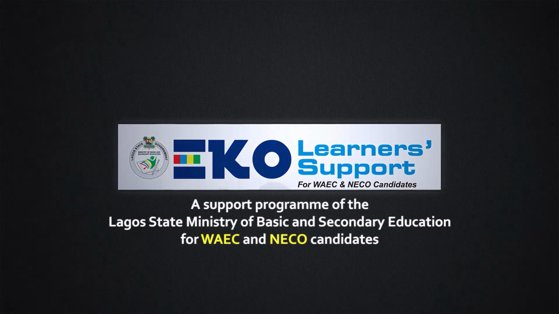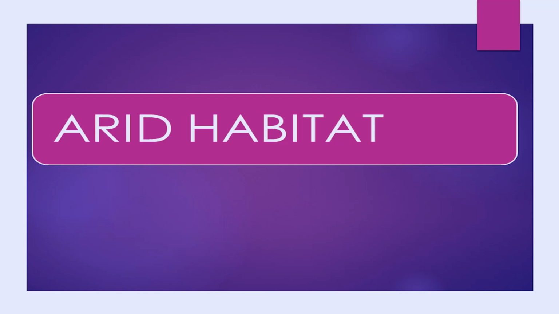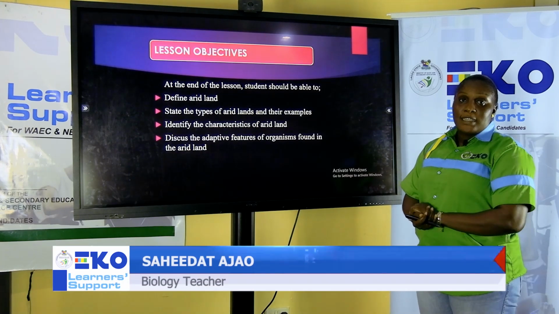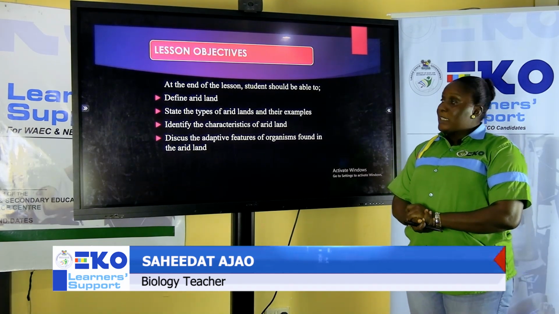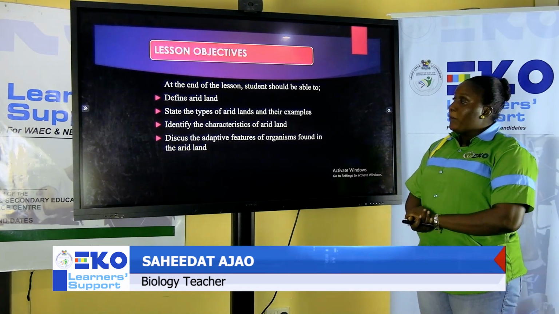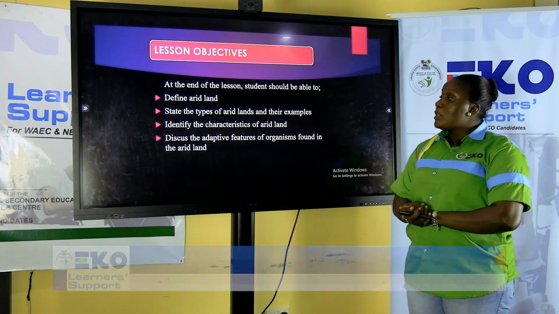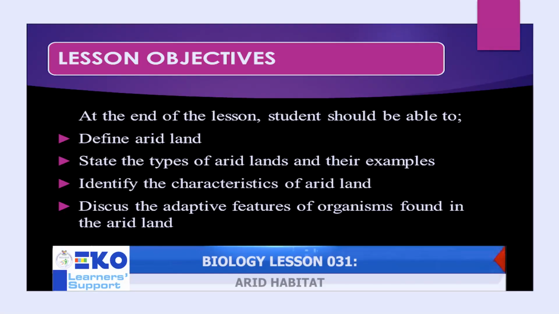So, what are the learning objectives for today's lesson? At the end of today's lesson, students should be able to define arid land, state the types of arid lands and their examples, identify the characteristics of arid land, then discuss the adaptive features of organisms found in the arid land.